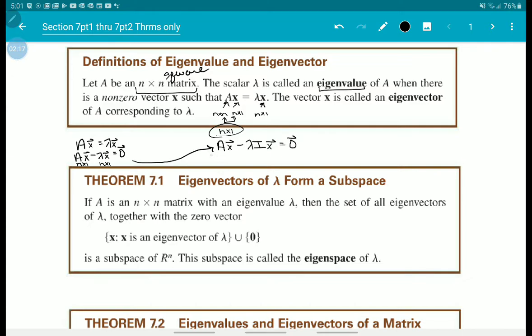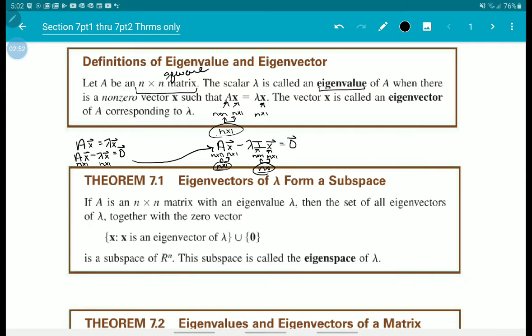So notice all my multiplication is going to work here. I have an n by n matrix A. X is an n by 1. That is going to produce an n by 1. Lambda is just a scalar value, but we're going to let I be an n by n matrix, so it's going to have the same dimensions as matrix A. And x is going to be an n by 1 matrix. So once again, I'm getting an n by 1 matrix here also.